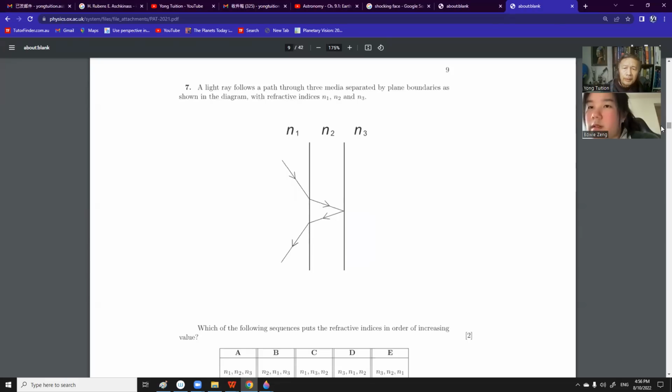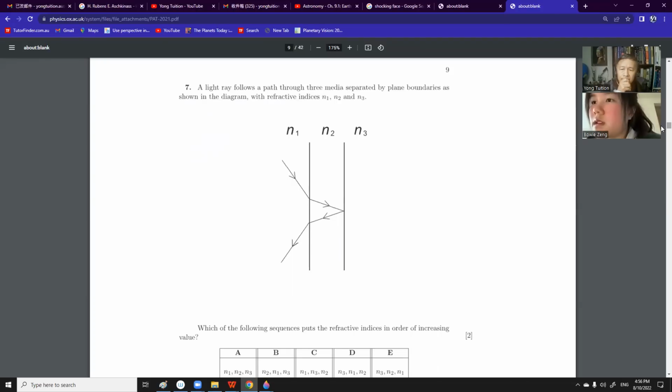Light ray follows a path through 3 media separated by plane boundaries as shown in the diagram, with refractive indices n1, n2 and n3. Which of the following sequences puts the refractive indices in order of increasing value? That's right. So which order?